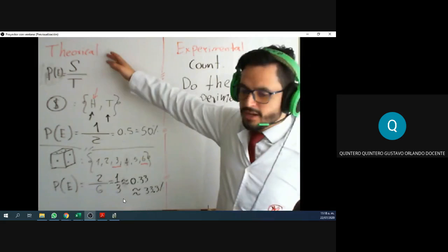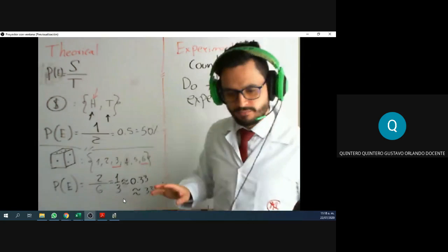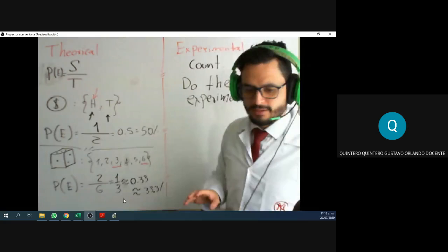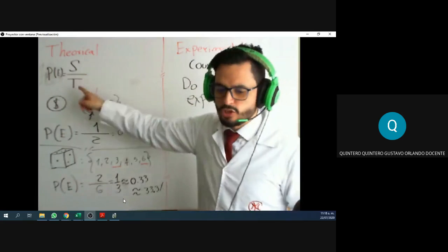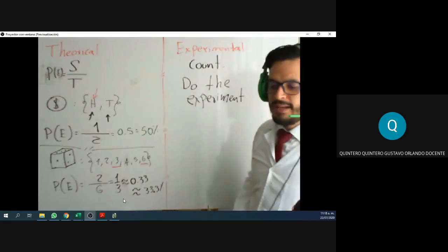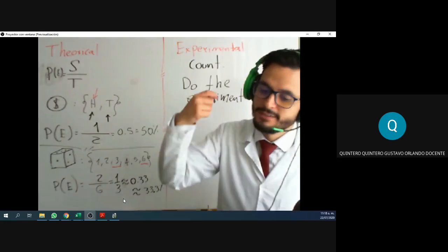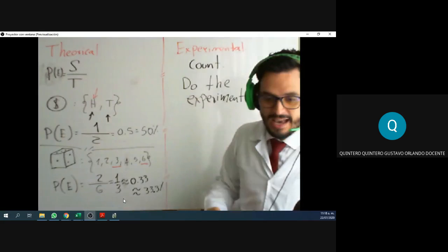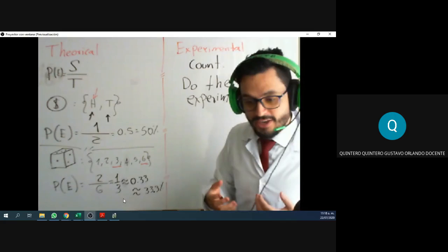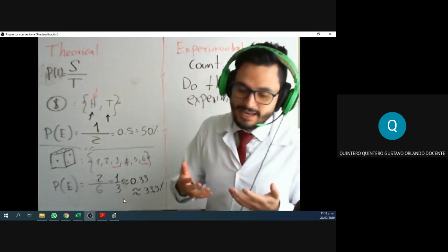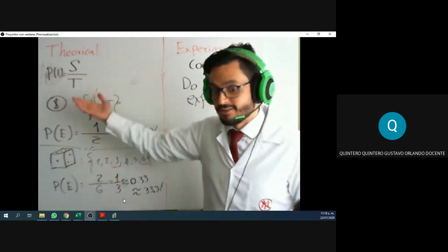So, theoretical probabilities, you do not count. You do not do the experiment. You simply think about the success and the totals. Experimental probabilities, you have to do the exercise, the experiment, all right? Two big differences, guys. Now, it might seem a little bit dumb because, again, in the future, we're just going to focus on theoretical.